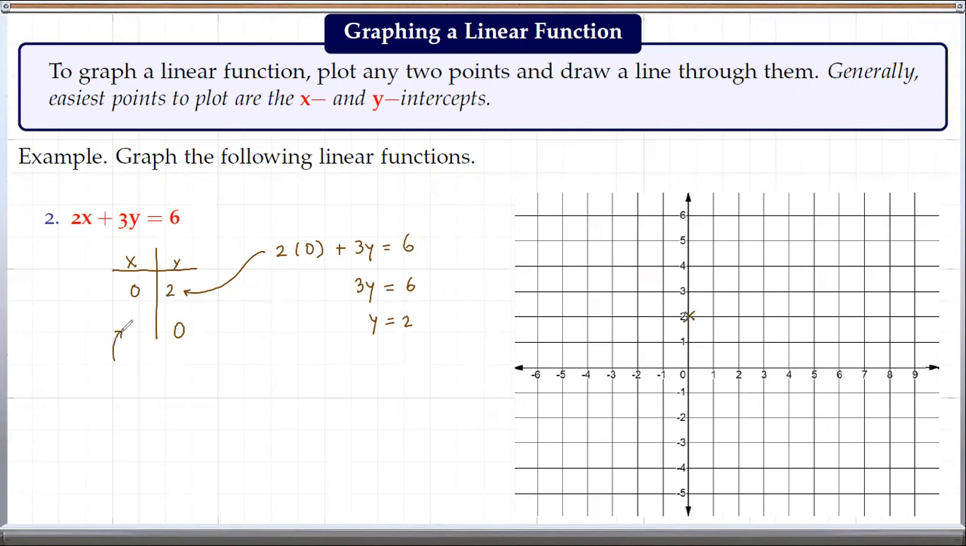Let's find the x-intercept now. For that, we are setting y equals 0. So the equation becomes 2x plus 3 times 0 equals 6. 2x equals 6 because 3 times 0 is 0. That means x equals 3 if you divide both sides by 2. So we have 3 here. So the x-intercept is the point 3, 0. That means the graph must go through those 2 points. So to draw the graph of this function, all we need to do is connect these 2 points.